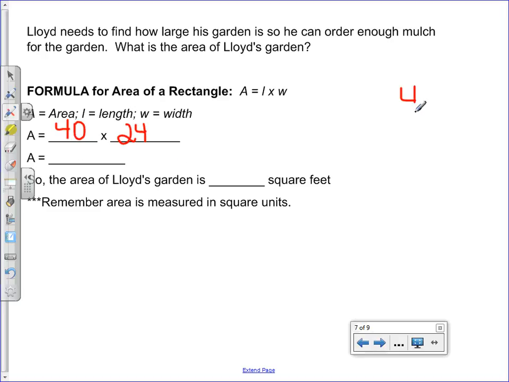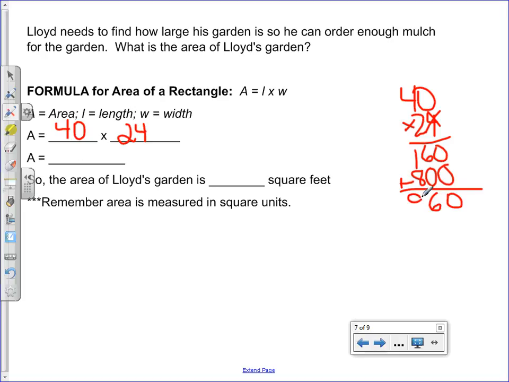So if I do 40 times 24, 4 times 0 is 0, 4 times 4 is 16. Now for the 2: 2 times 0 is 0, 2 times 4 is 8. And we add that up.